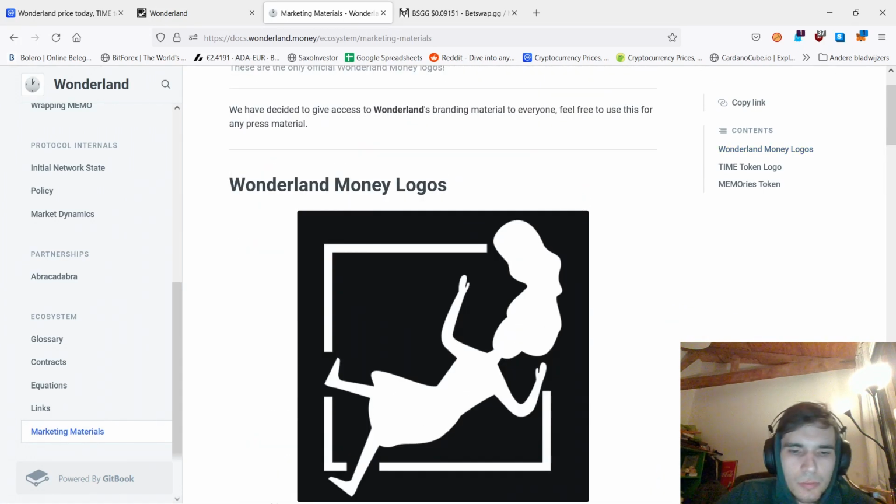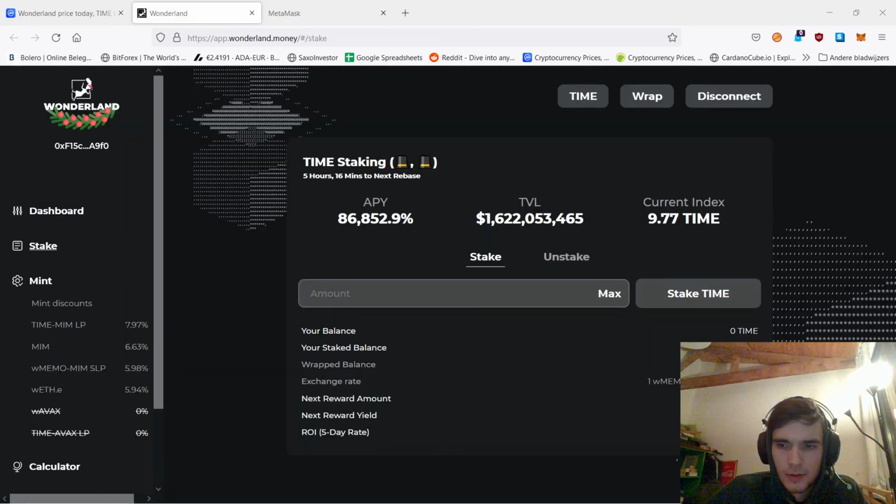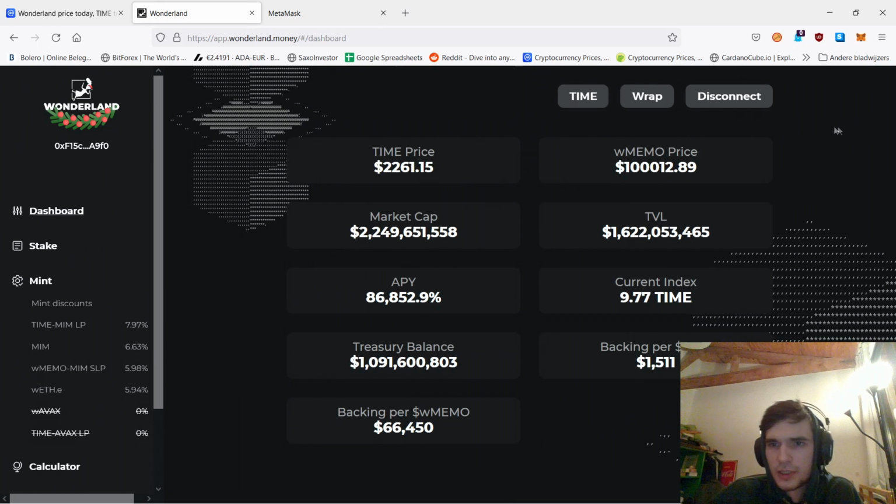Let's continue with the site. Now for the last part, let's check out the website. So we were here before. I connected my wallet already. If you don't know how to make a MetaMask wallet for the AVAX chain, just search on YouTube. I guess there are plenty of people explaining how to do this. You just have to connect it here, and then we get this page.